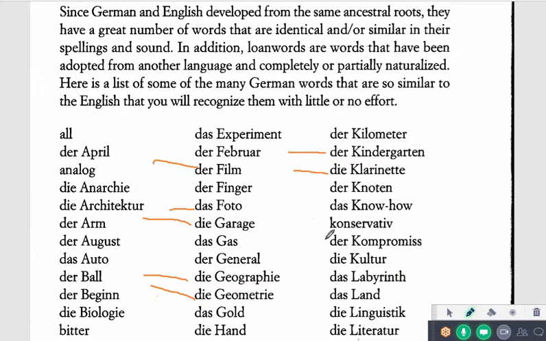Yes. What does der Kompromiss mean? The compromise. How about das Labyrinth? The labyrinth. How about die Linguistik?